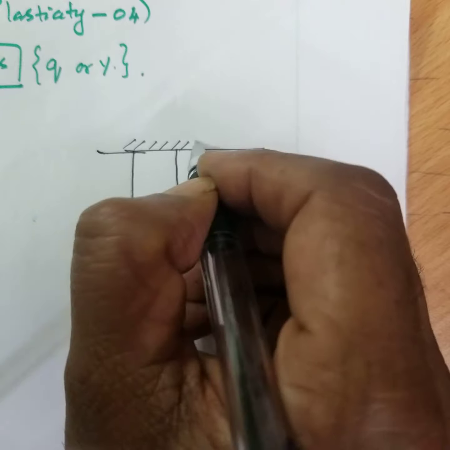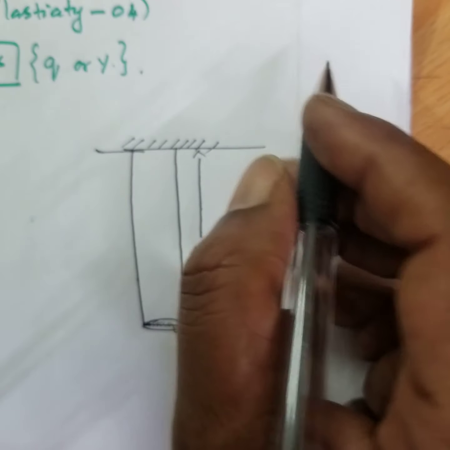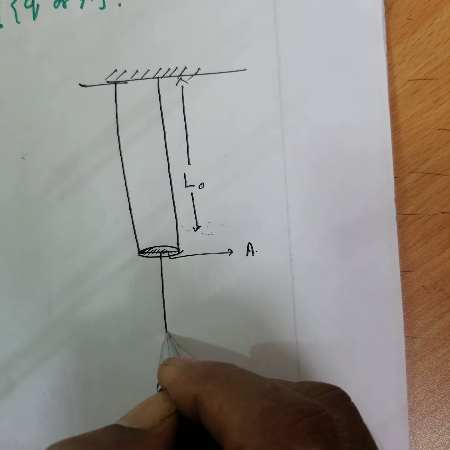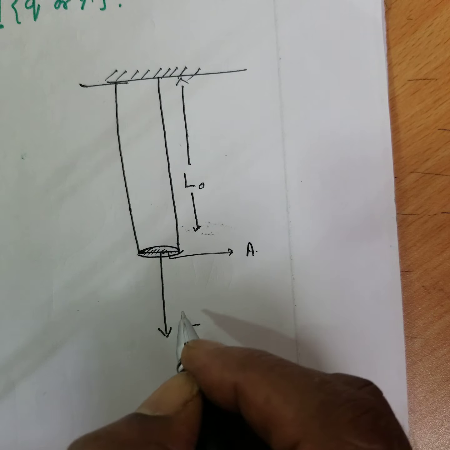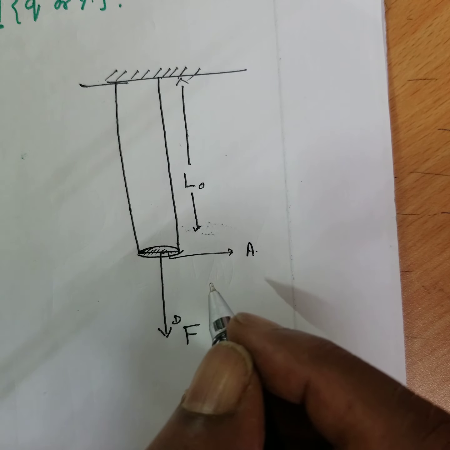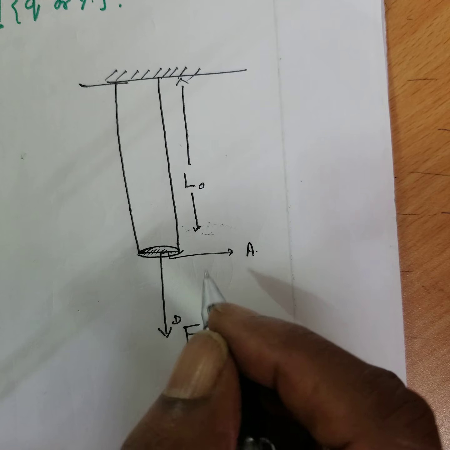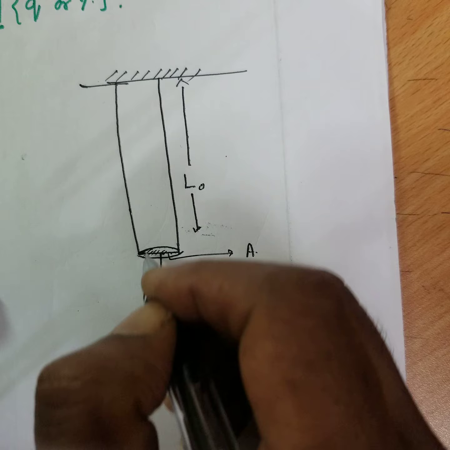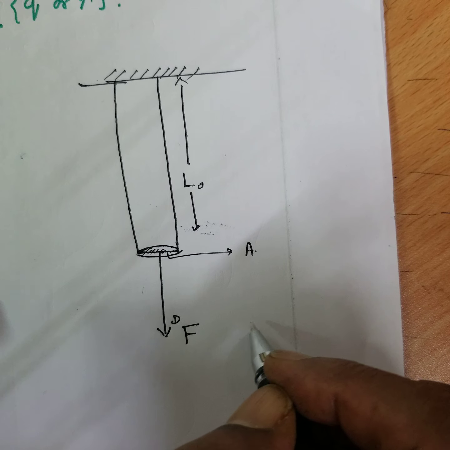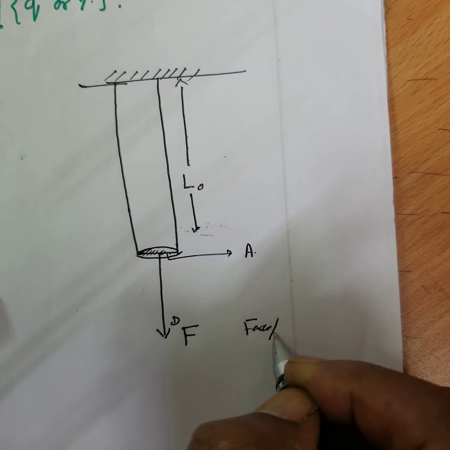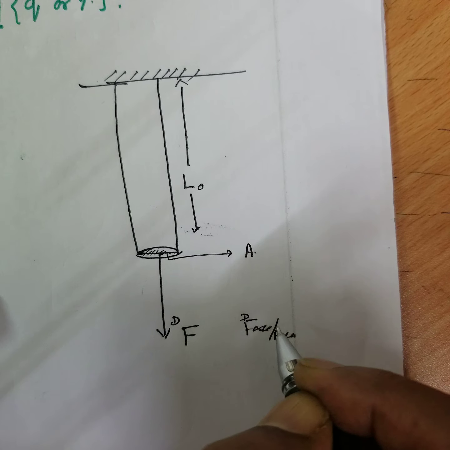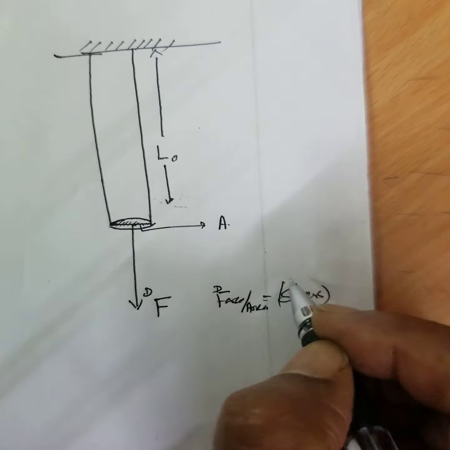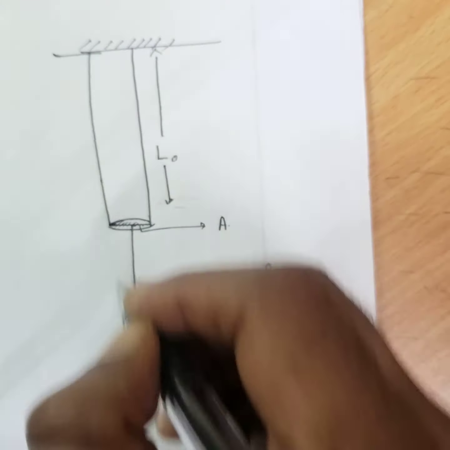It is fixed at one end, a rigid support. Let a force be applied to the other end. I am applying a force, a normal force. This is called the deforming force applied to the other end. Now the force is acting on this area. Therefore, I write force per unit area. Deforming force per unit area is called stress, because this is called longitudinal stress. It is acting in the longitudinal direction.